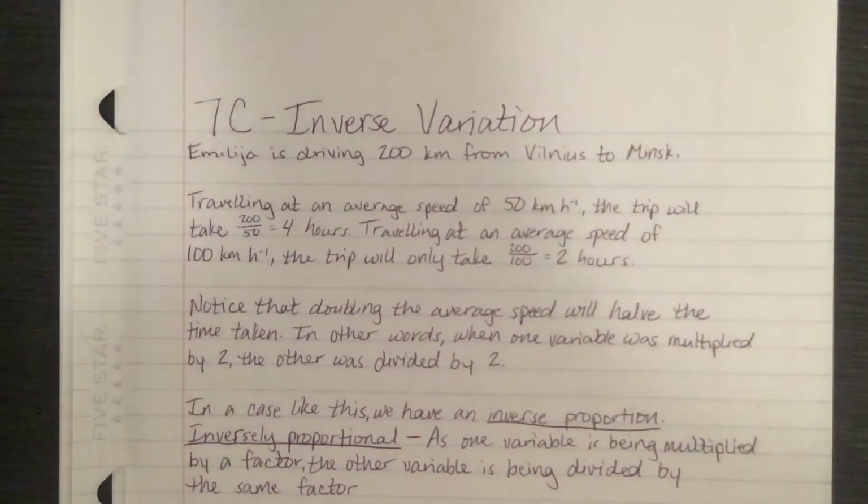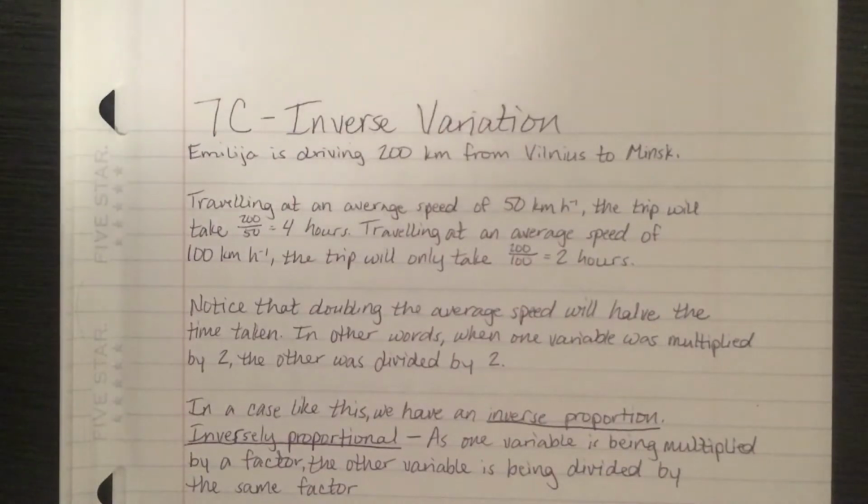Morning, everybody. We're going to continue in chapter 7 of that orange book. So, last class we talked about direct variation, and this class we are going to be talking about inverse variation.